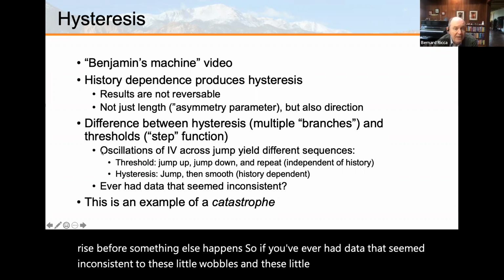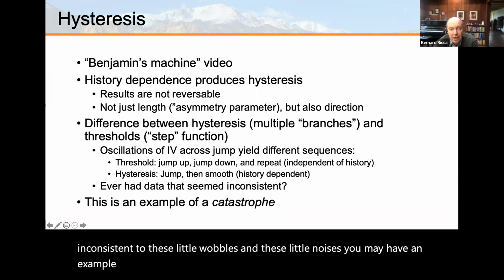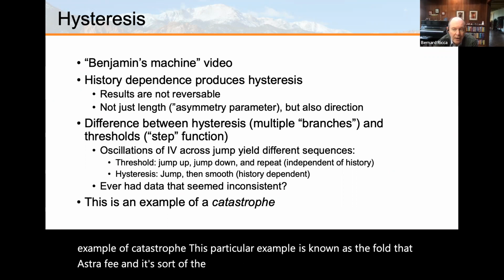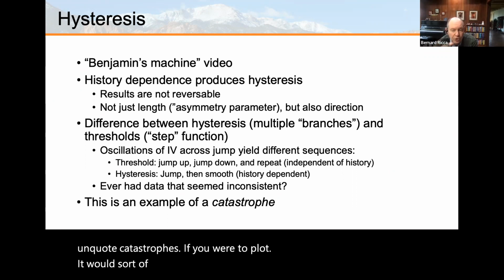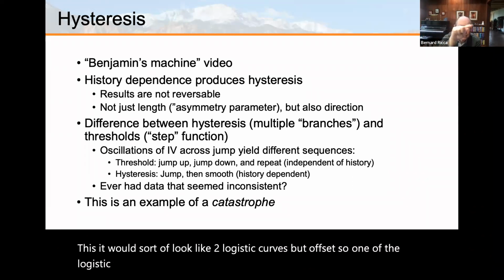you may have an example of catastrophe. This particular example is known as the fold catastrophe. And it's sort of the simplest of the quote elementary unquote catastrophes. If you were to plot this, it would sort of look like two logistic curves, but offset. So one of the logistic curves is going up, and then there's another one that comes back down.